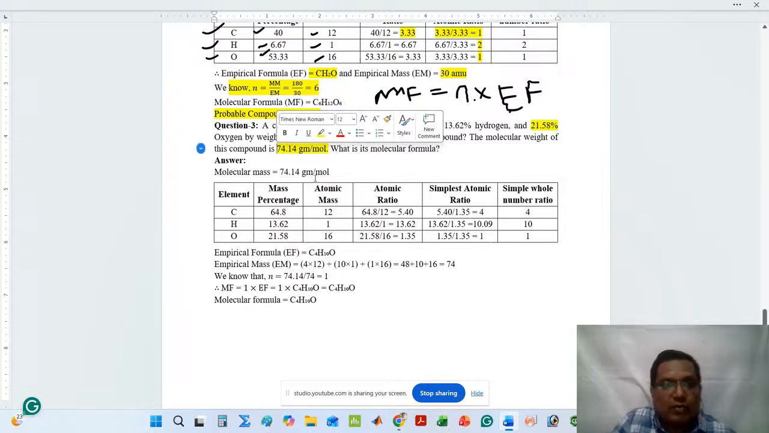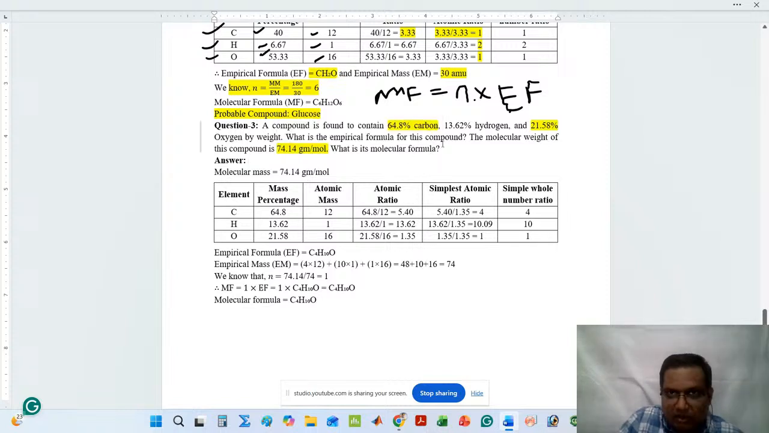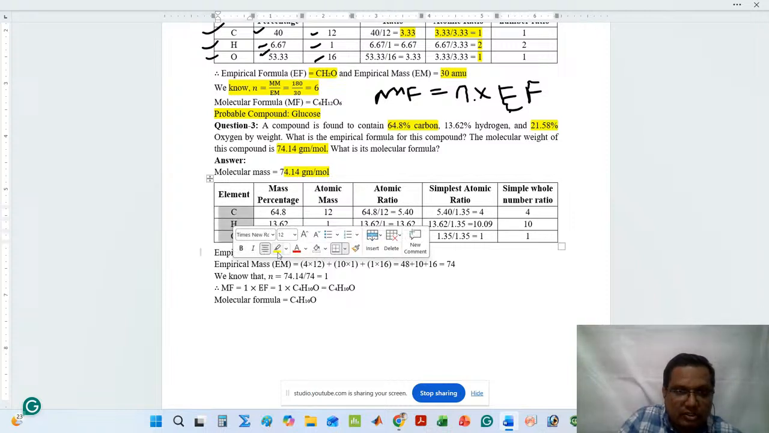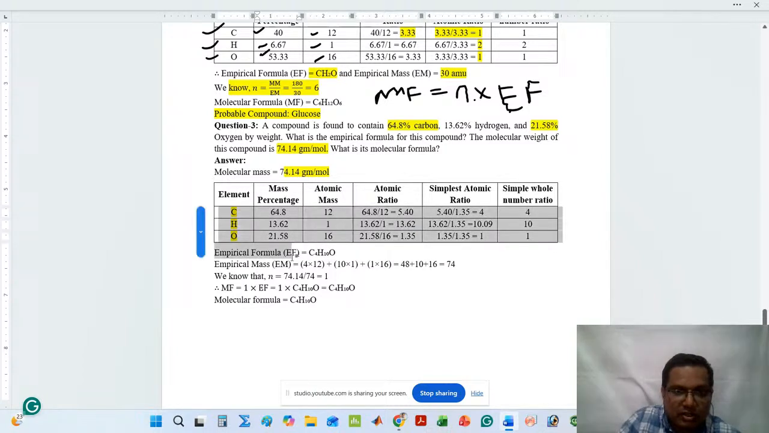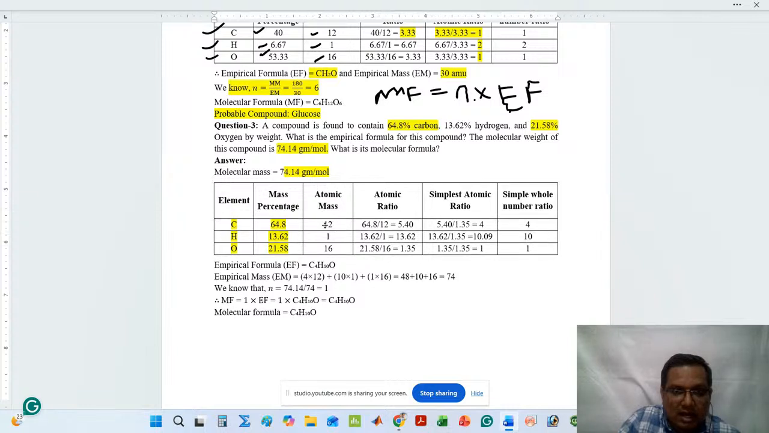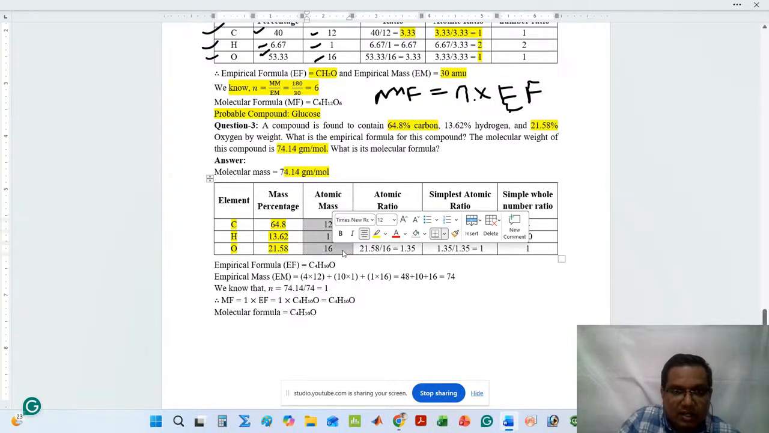Like problems number 1 and 2, you can easily find out the answer. What is the molecular formula? The molecular mass given here is 74.17 gram per mole. The elements are carbon, hydrogen, oxygen. The percentage composition given here is 64.8, 13.62, 21.58 percent. You can write this data from the question. You can write the atomic masses here: 12, 1, 16.